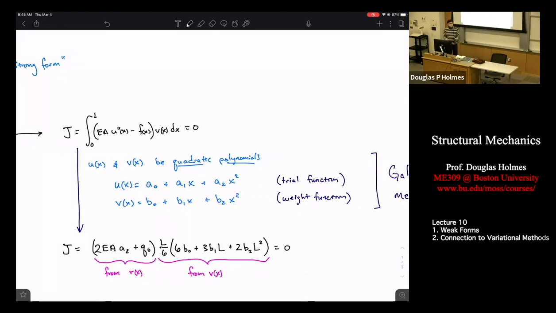All right, maybe folks got something or are on the way to getting something similar to what I have here. I coupled them so you can see where stuff comes from. So this term here comes from our residual, and this one comes from our test function. And the product of these two things has to equal 0 in order for us to say that our J is going to be equal to 0.